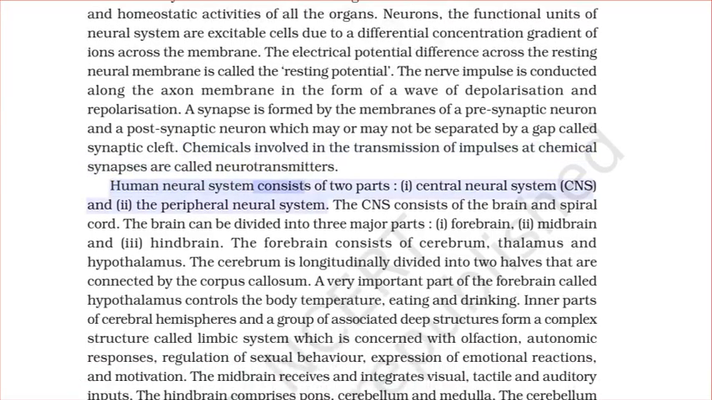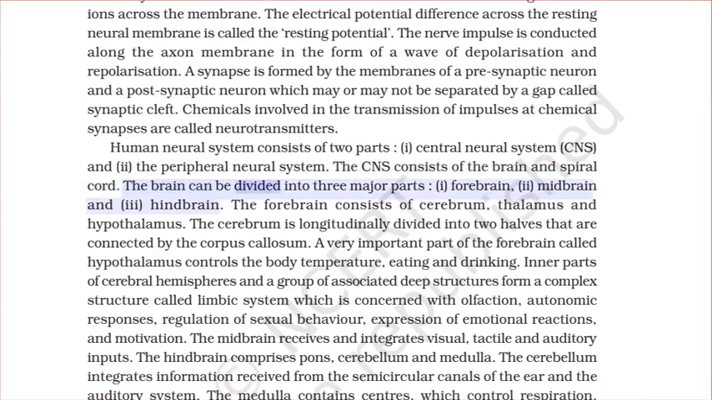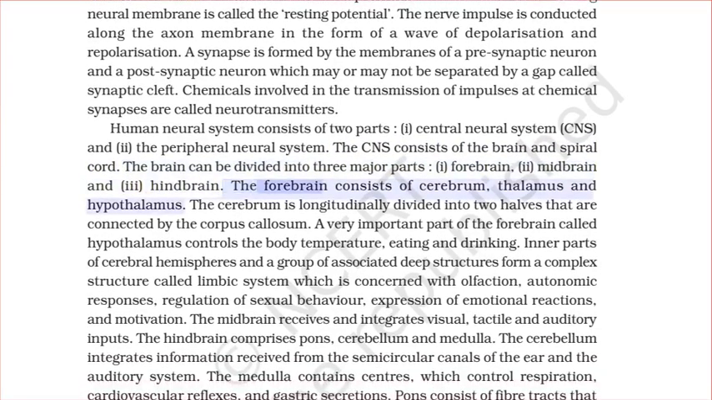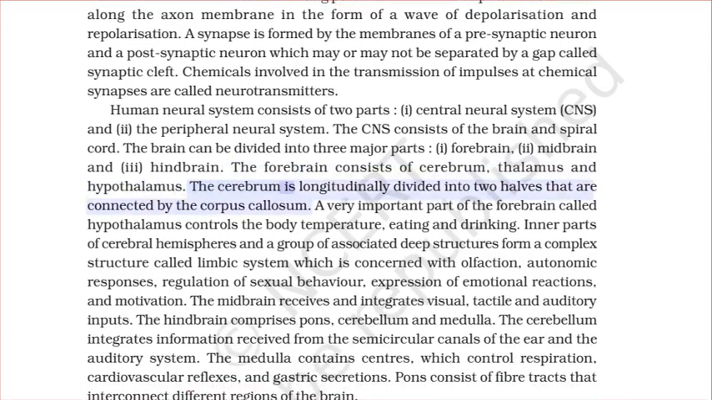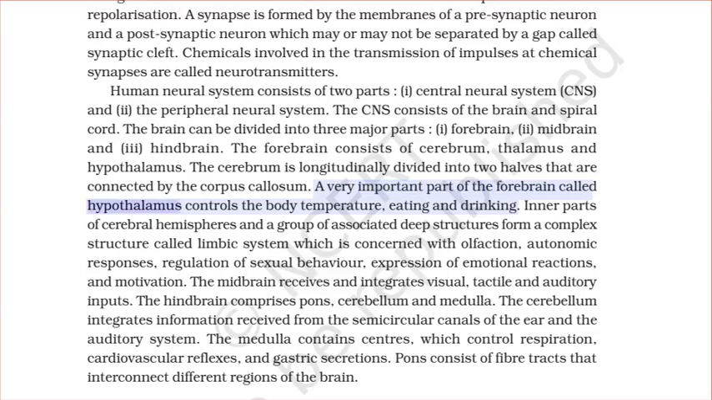Human neural system consists of two parts: one, central neural system, CNS, and two, the peripheral neural system. The CNS consists of the brain and spinal cord. The brain can be divided into three major parts: one, forebrain, two, midbrain, and three, hindbrain. The forebrain consists of cerebrum, thalamus, and hypothalamus. The cerebrum is longitudinally divided into two halves that are connected by the corpus callosum. A very important part of the forebrain, called hypothalamus, controls the body temperature, eating, and drinking.